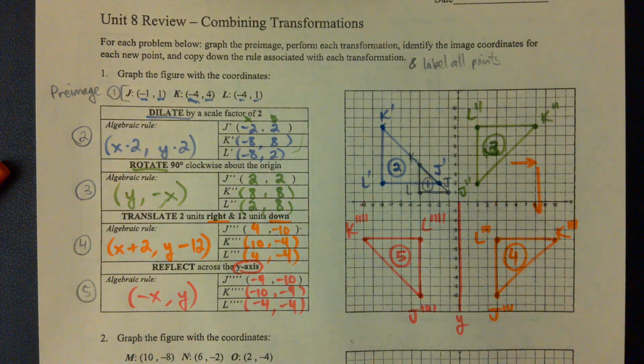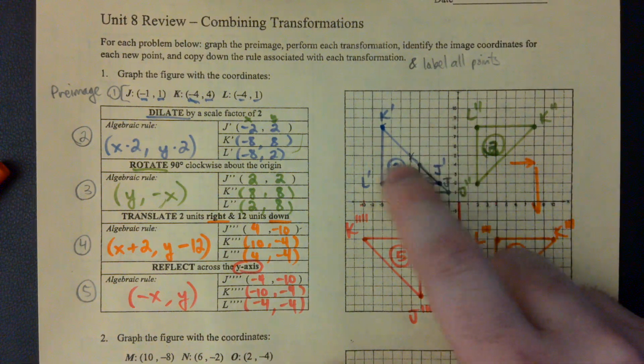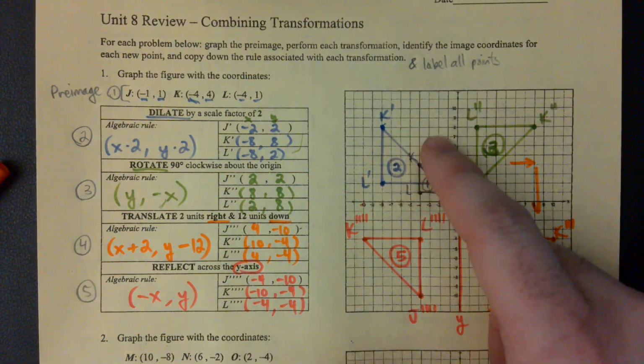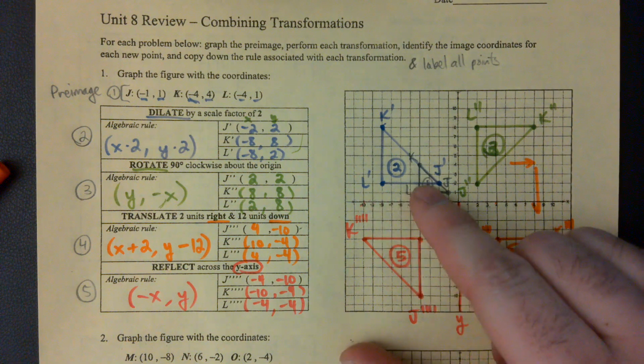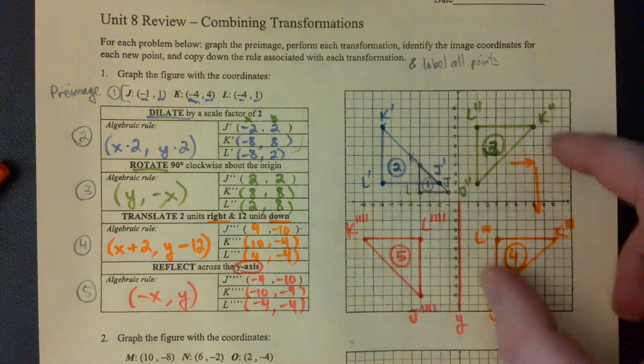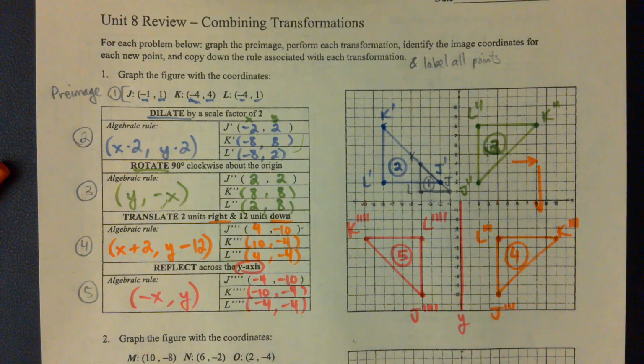So for each of these problems, you should see that we have a triangle in all 4 of the quadrants and 2 triangles in whatever quadrant we had our dilation. Because remember, we're dilating around the origin, right? So we're not going to flip it or move it or turn it or anything. It's going to stay in the same spot. It's just going to shrink up or expand.